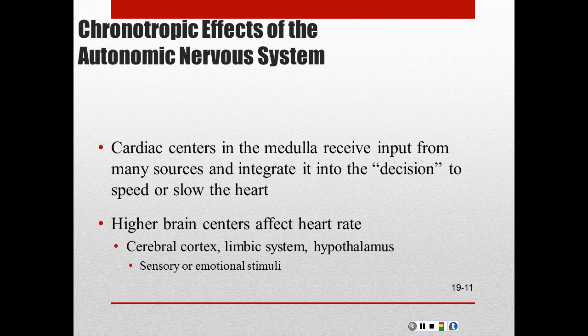Now, placing the heart rate under the influence of the cardiac centers in the medulla allows input and integration of the stimuli into the heart rate. We have sensory and emotional stimuli that can increase heart rate in anticipation of an event. So if you're getting ready for a race, you're anxious and you're ready to go, and that's where we have the sensory and emotional stimuli that are increasing your heart rate. Then emotions such as love and anger also affect your heart rate.